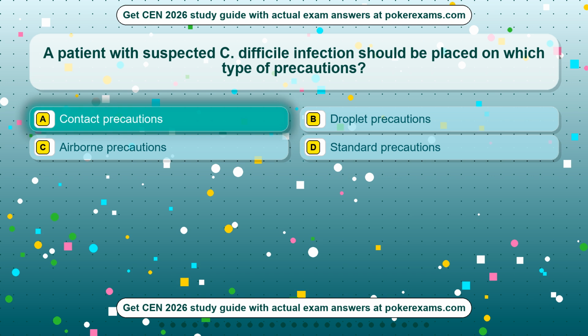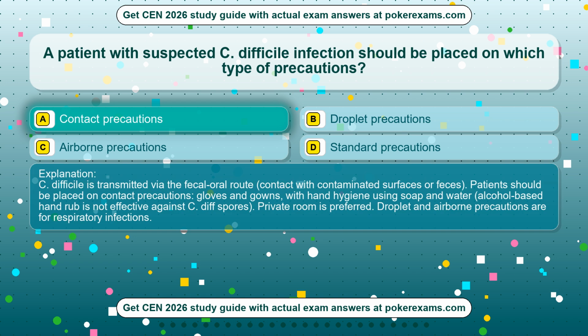Contact precautions. C. difficile is transmitted via the fecal-oral route, contact with contaminated surfaces or feces. Patients should be placed on contact precautions, gloves and gowns, with hand hygiene using soap and water. Alcohol-based hand rub is not effective against C. diff spores. Private room is preferred. Droplet and airborne precautions are for respiratory infections.